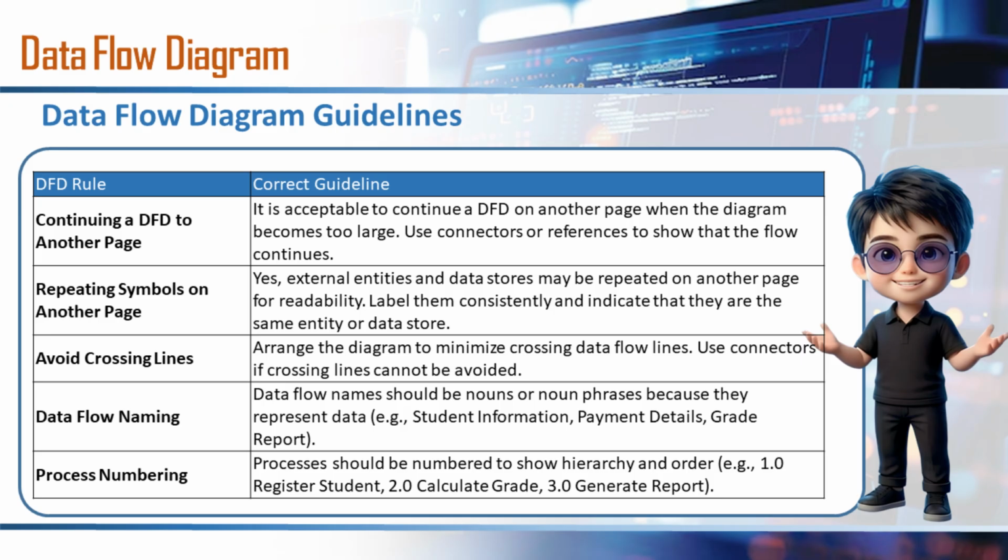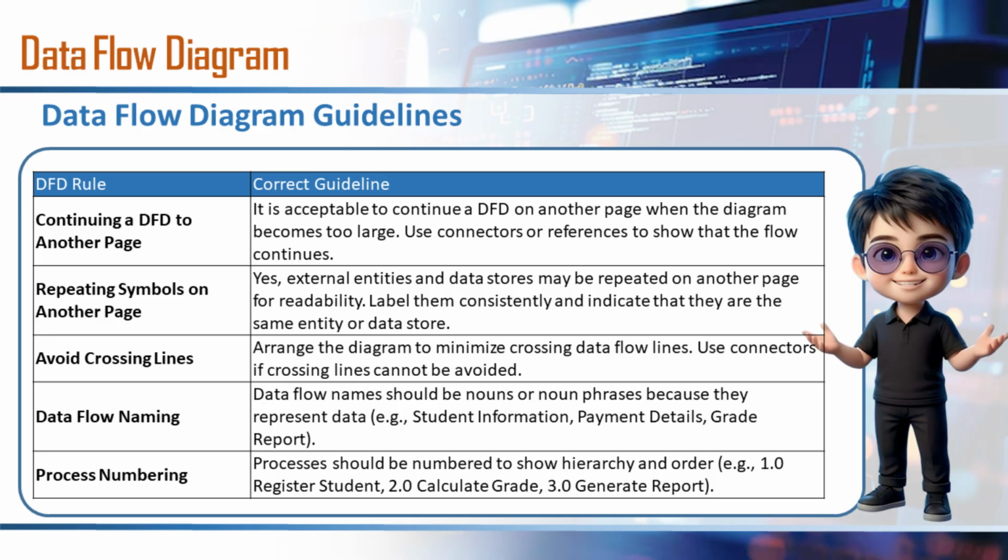For data flow naming, always use a noun or noun phrase because a data flow represents information being transferred. Examples include student information, payment details, and grade report. Avoid using action words or verbs as data flow labels. Finally, processes should be numbered consistently to show their hierarchy and make the DFD easier to understand and reference.